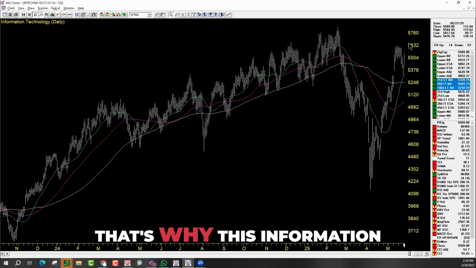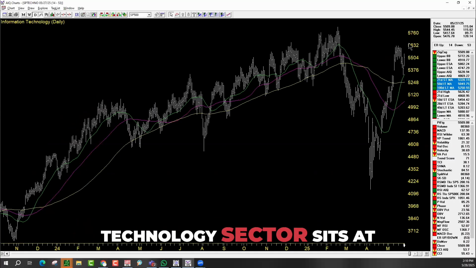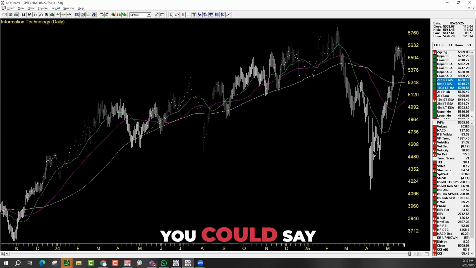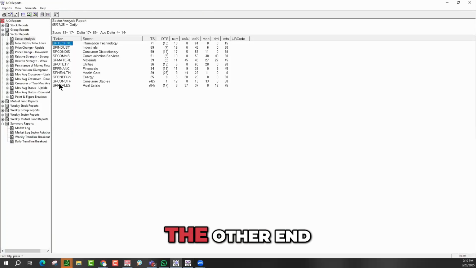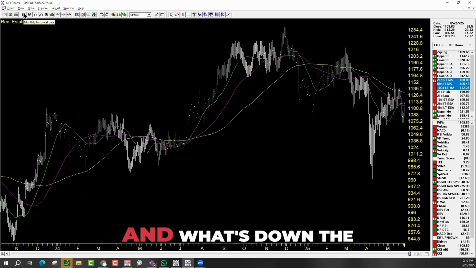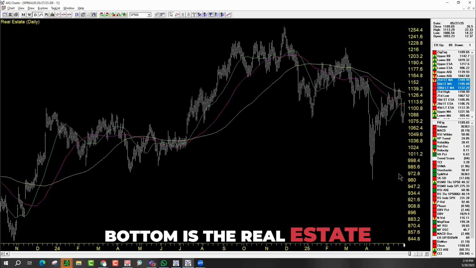So that's why this information technology sector sits at the top of the report. With a situation like this, you could say, well, maybe I've missed most of the move. I don't know. But that gives you an idea of what's at one end. And when I flip back into here, at the other end, I will chart what's down the bottom. And what's down the bottom is the real estate.